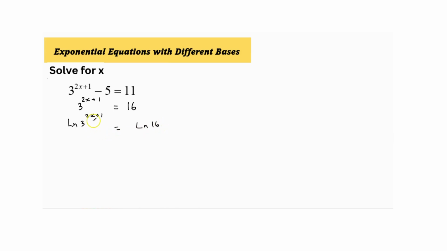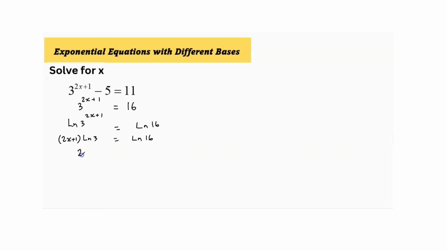Now we can write the exponent as a product with the log. Therefore we have 2x plus 1 times ln 3 equals ln 16. Let us isolate the variable 2x plus 1 by dividing both sides by ln 3.